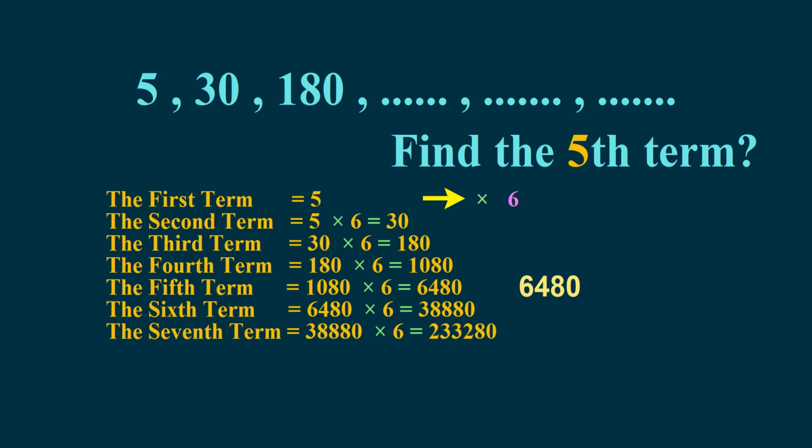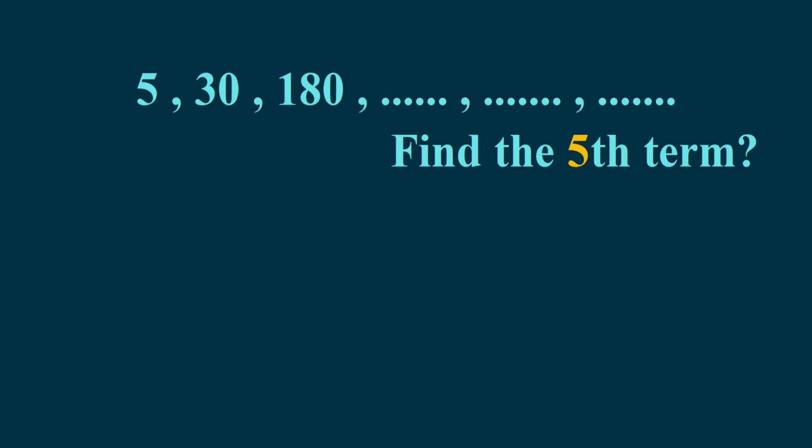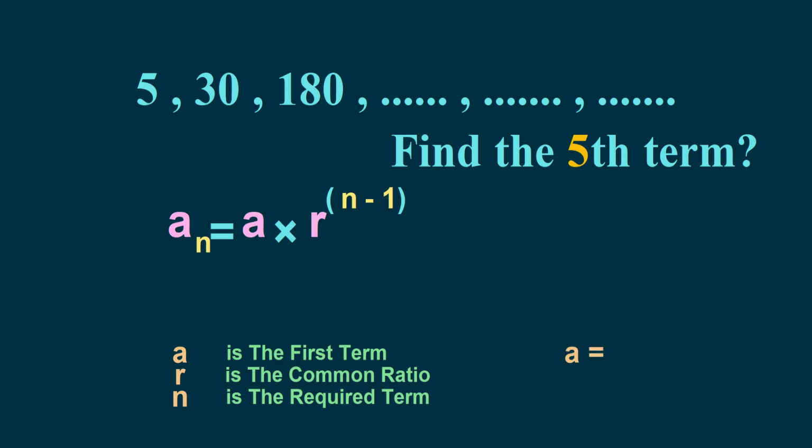Let's solve the problem by using the second method, which is called the formula way. We have a geometric sequence and we can use the rule a_n equals a times r to the power n minus 1, where a is the first term and r is the common ratio and n is the required term. In our problem, the first term a is equal to 5 and the common ratio r is equal to 6 and the required term n is equal to 5.